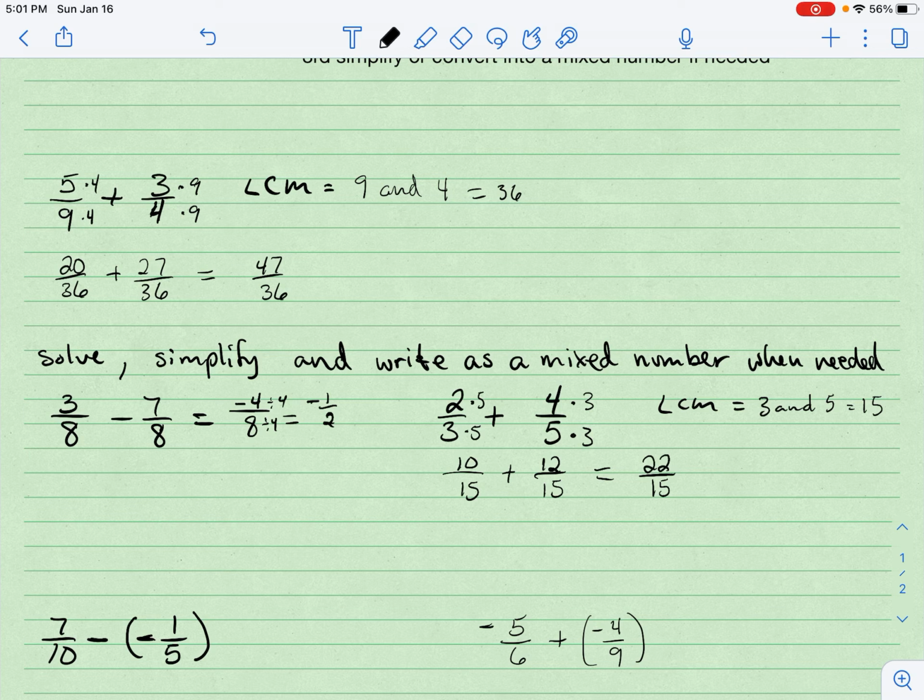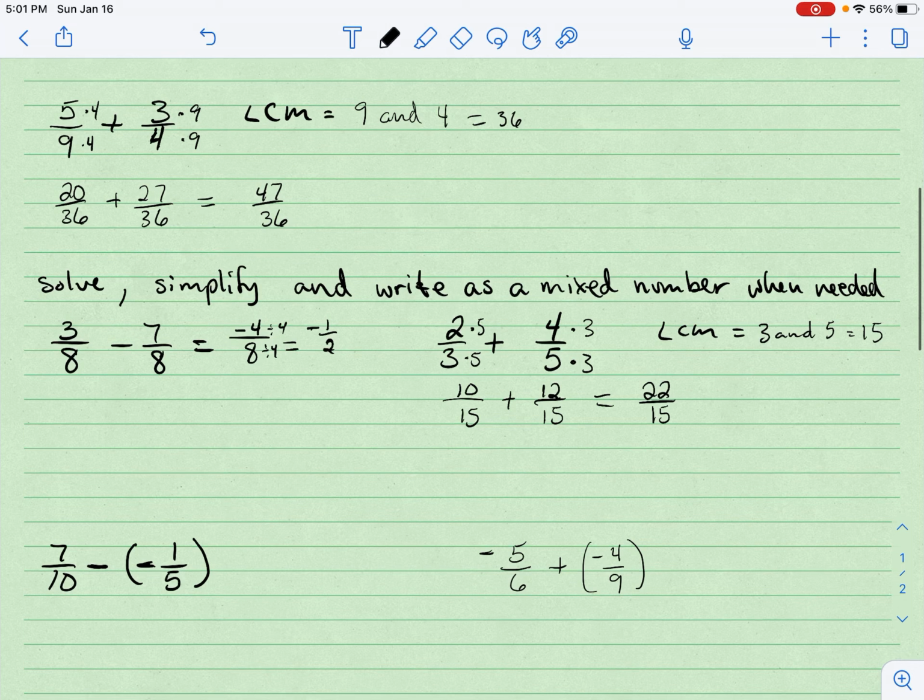All right, and we'll leave it at this. Once again, in the next lesson, we'll learn how to convert these into mixed numbers. But for right now, I just want to focus on adding and subtracting them correctly. Okay, the last two I want you to do on your own. So pause the video, and then you can come back and see if you got the same thing I did.